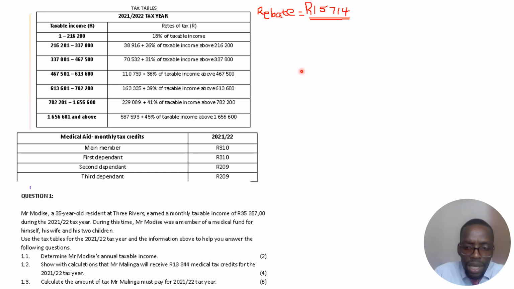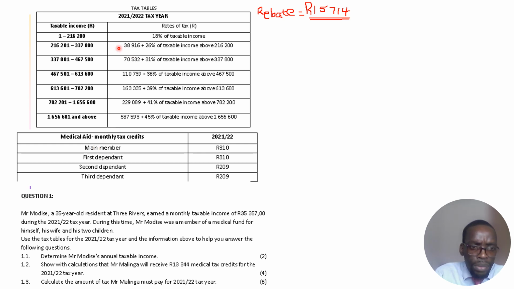Okay, I hope you managed to handle it. This time around, this one is on income tax, which we said is our PAYE. Is that correct? You will find that this is our tax table for the 2021-2022 tax year, and you will see those figures, the brackets, the taxable income, and the tax brackets.